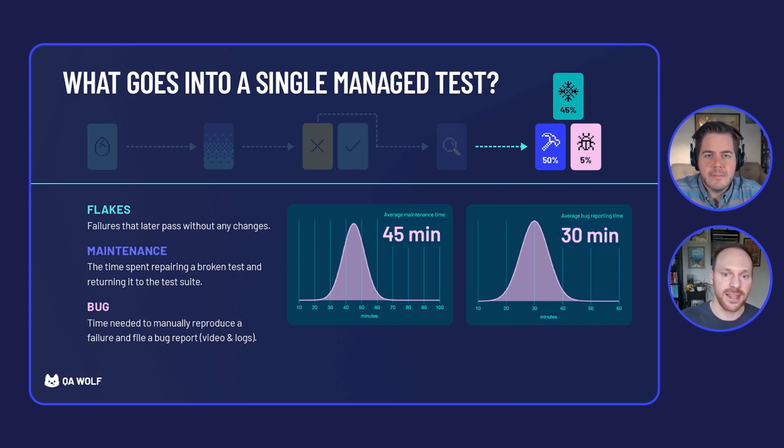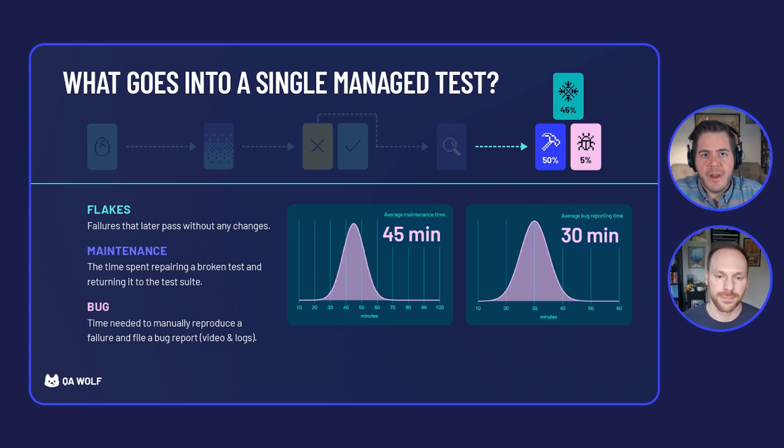So maintenance is on average going to be about 45 minutes. So this is the time spent repairing a broken test and returning it to a test suite. And now you rerun it, so more compute time, and then it passes and you send it off and no more labor needed. Then there's going to be the bug reporting, which happens 5% of the time. So this is on average going to take about 30 minutes. So this bug reporting is the time you need to manually reproduce a failed test, and then also have the video, the logs, and communicate to the team why it failed.